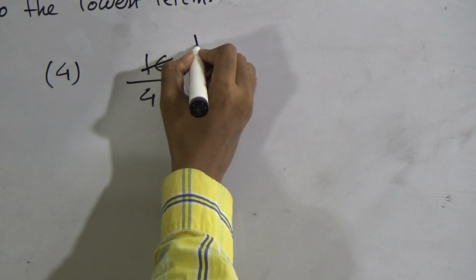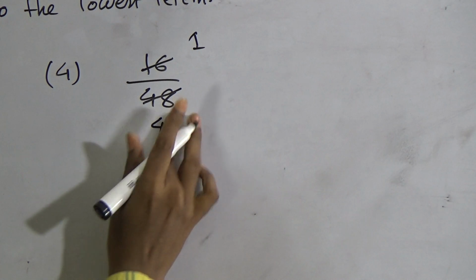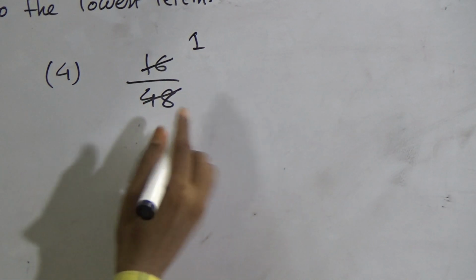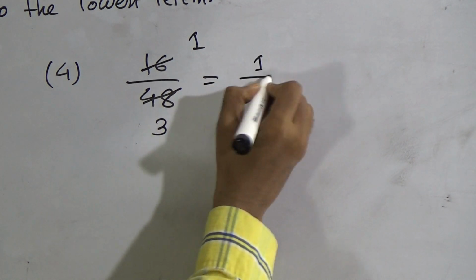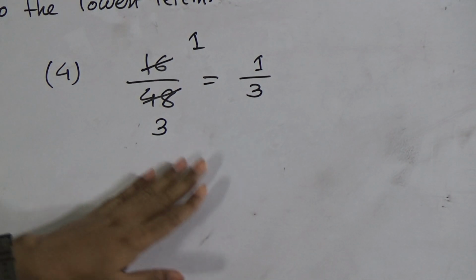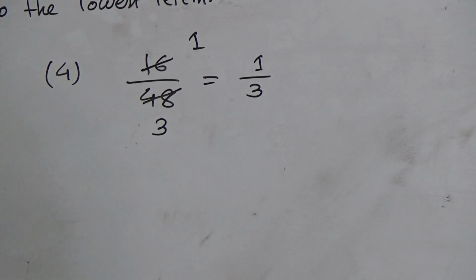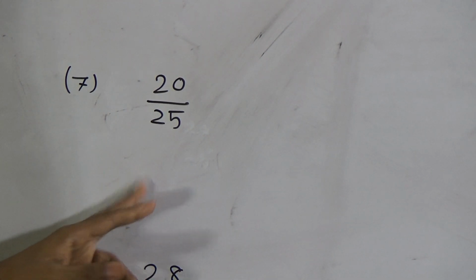16 ones are 16 and 16 threes are 48, so this is equal to 1 by 3. This is the answer, 1 by 3. Now question number 7: 20 by 25.